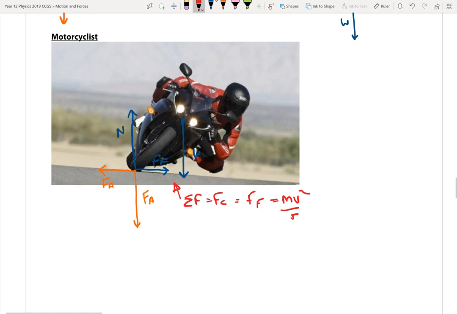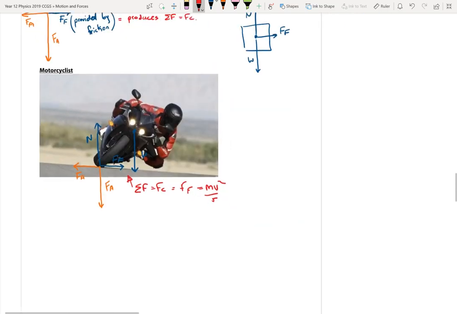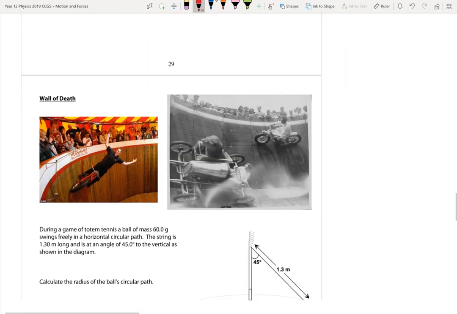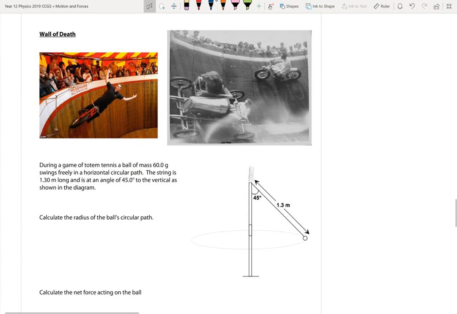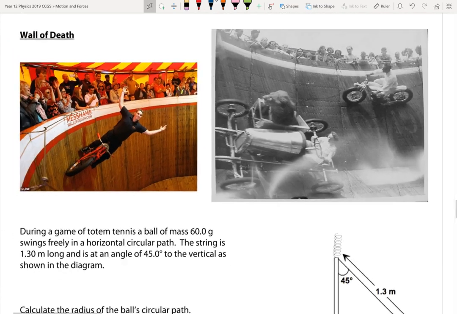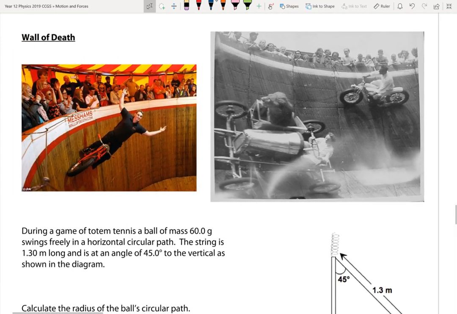We have 18 minutes left. Okay, here we go. There's a couple more questions. Wall of death. Oh, I didn't put that in my booklet from last year. That is a lion in a sidecar going around the wall of death. It's quite cool.